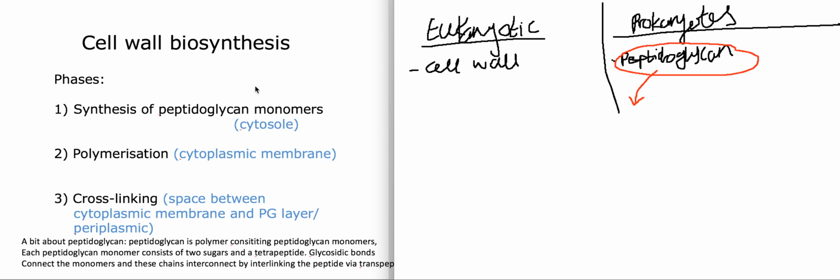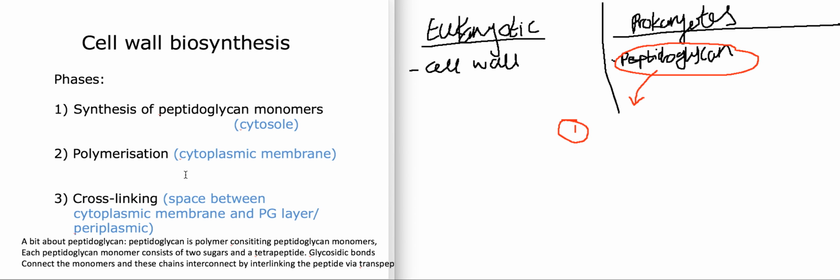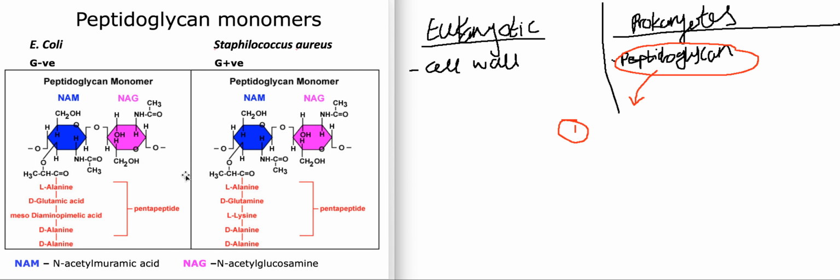So first, the steps in order to create a peptidoglycan: the monomer synthesis, which happens in the cytosol. Then it's polymerization, so this is the addition via glycosidic bonds, and then you have cross-linking, and we'll look into that in a bit more detail. And this happens in certain layers.